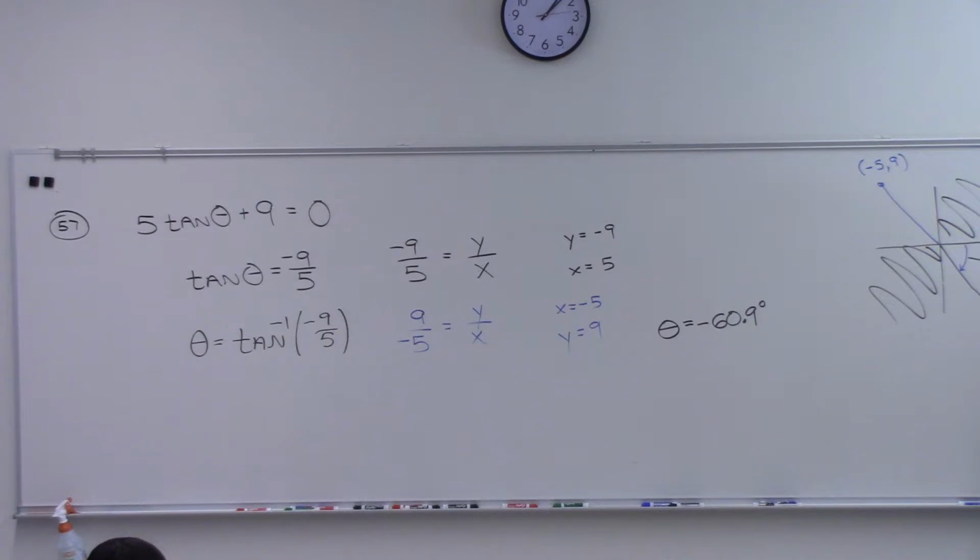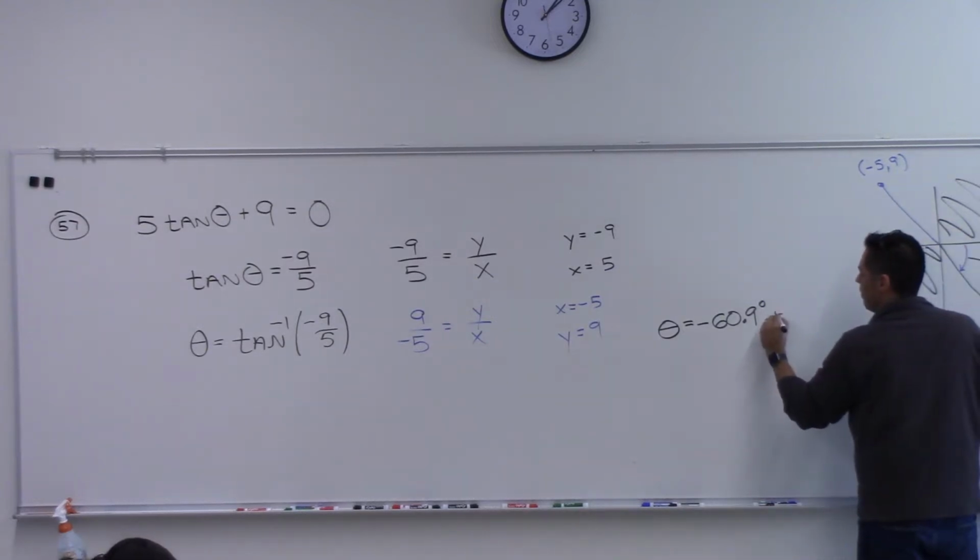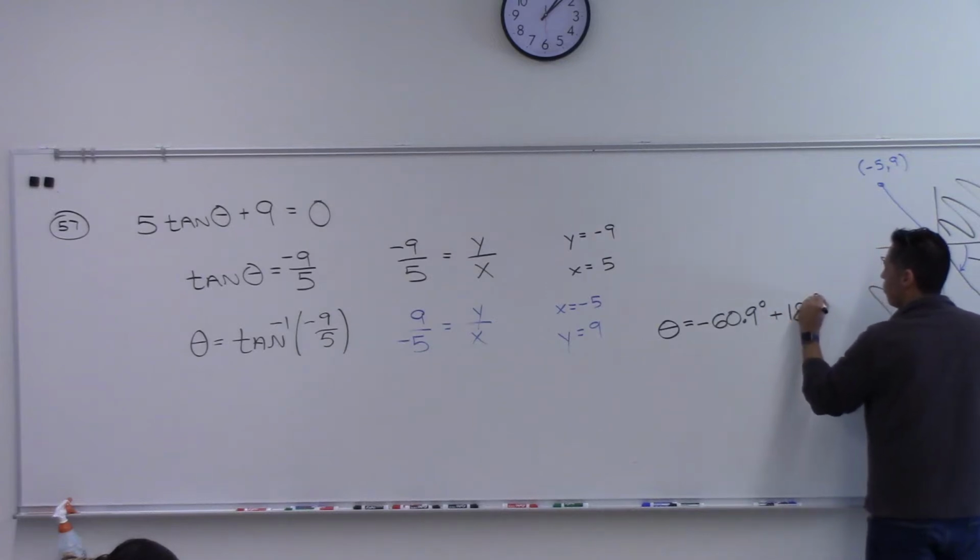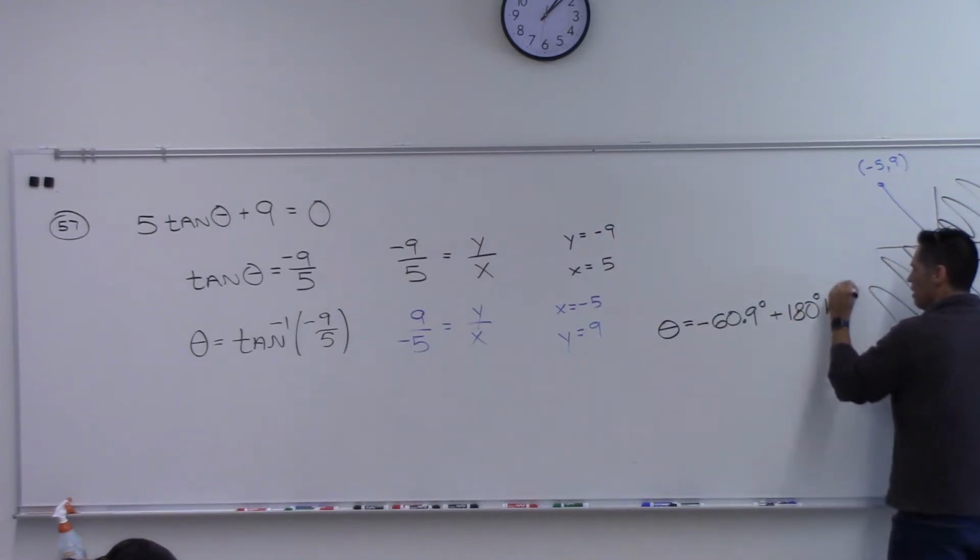Plus pi k, right? But because we're doing this in degrees, instead of pi, what should I use? 180, right? You want to do a half rotation, right? 180, 180, 180, 180. So I'll put plus 180 degrees k.